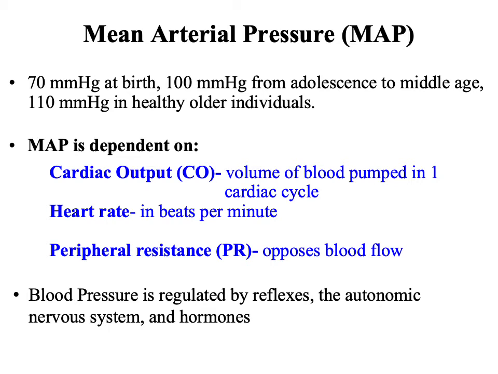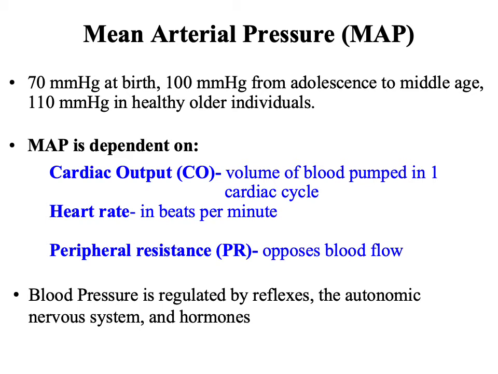It's also dependent upon heart rate, which is measured in beats per minute. That'd be like taking your pulse. And it's dependent upon peripheral resistance. Resistance is something that opposes blood flow. So as resistance goes up, blood flow goes down. A constricted vessel would be a good example of a source of resistance. It either slows down the blood flow or in some cases may cut it off entirely.